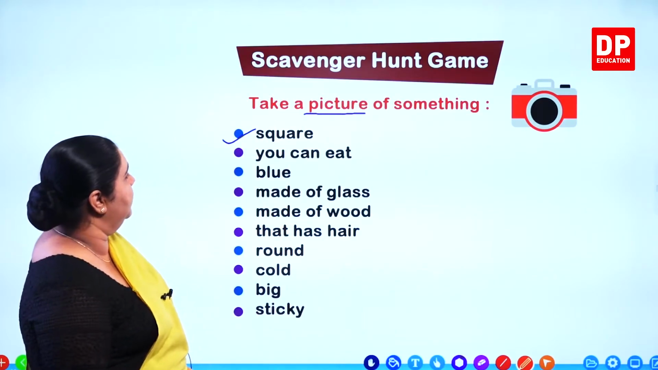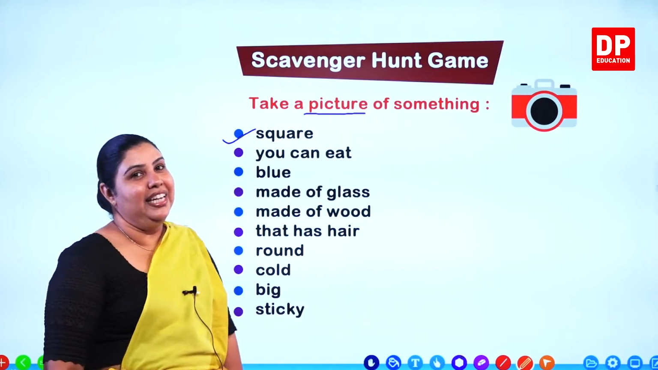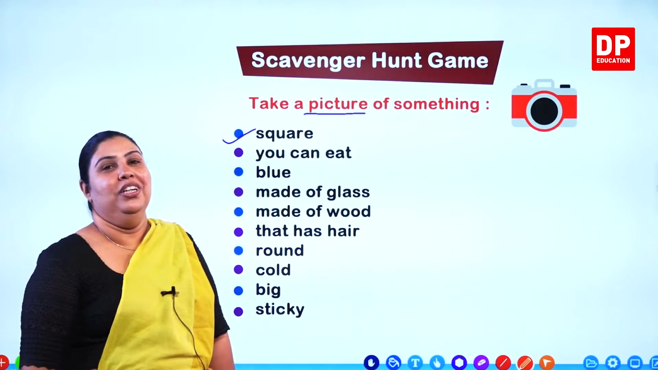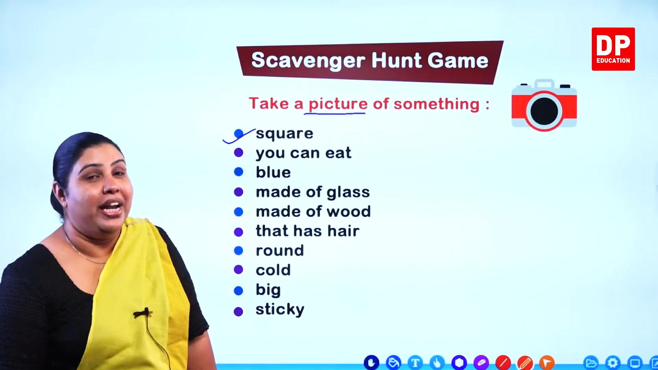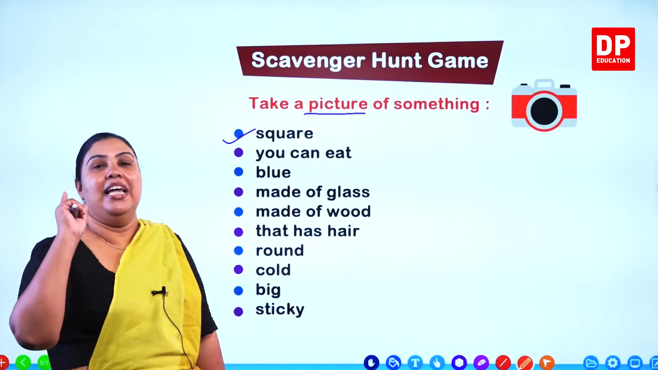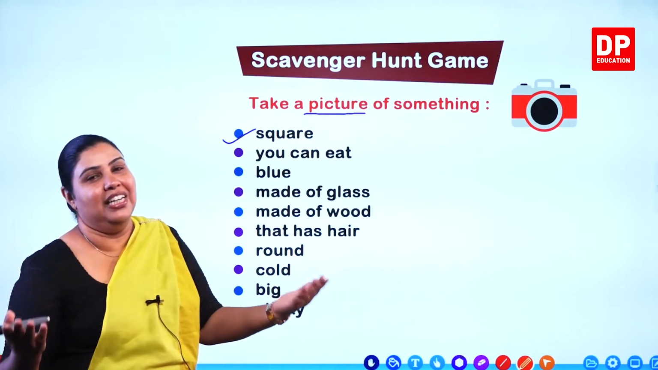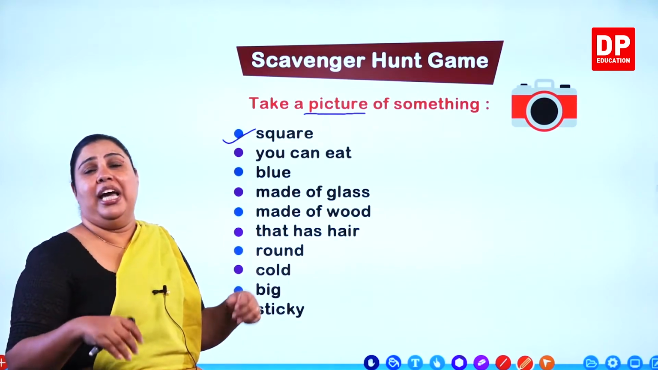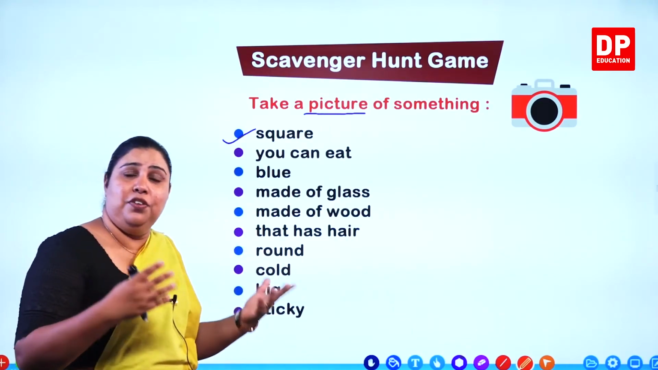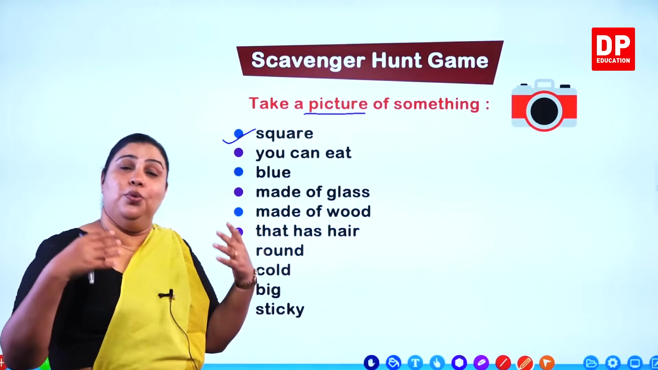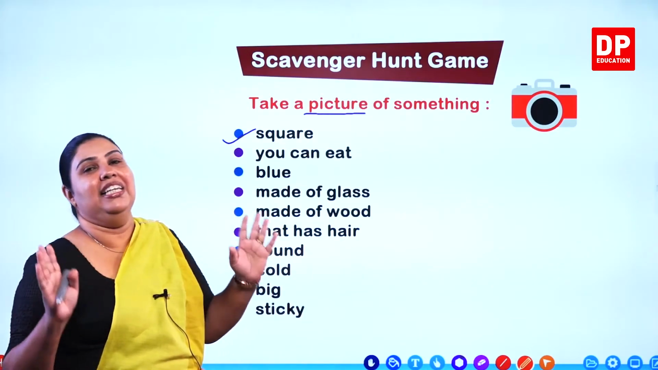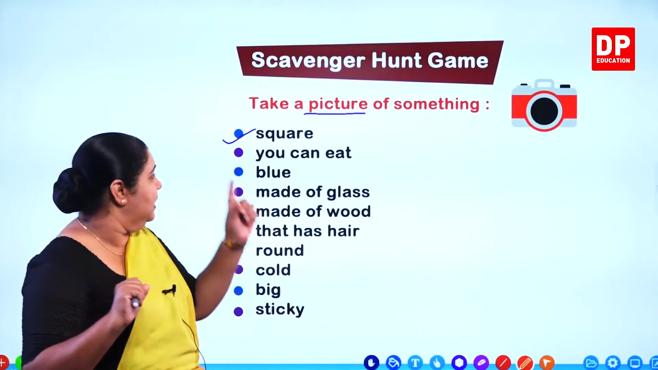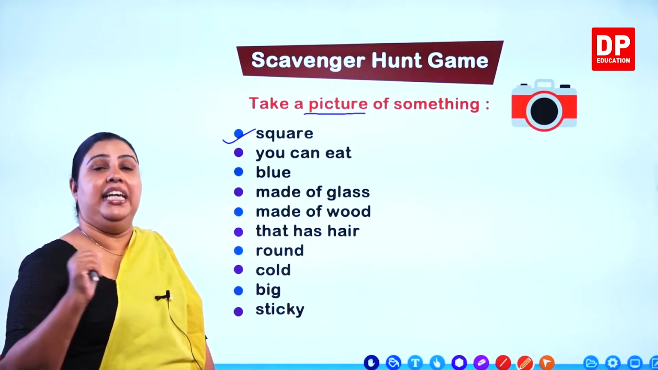Take a picture of something you can eat. Oh, that is very interesting. Go and take a picture of something that you can eat. What are the things that you can eat? You can eat rice and curry. You can eat fruit salad. You can eat fruits. You can eat vegetables. You can eat sweets. Anything that you like to eat. Something that you can eat.